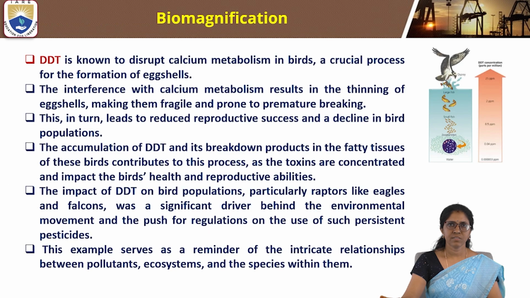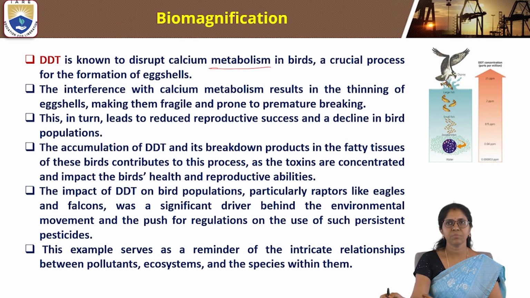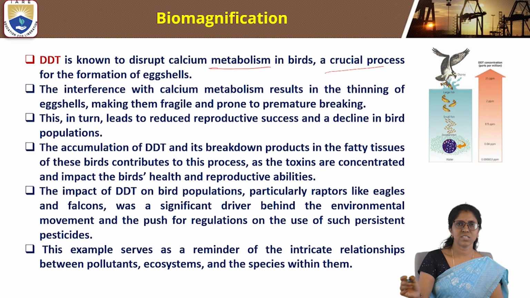DDT, that is dichlorodiphenyltrichloroethane, is known to disrupt calcium metabolism in birds. Calcium is crucial for the formation of eggshells, but DDT disrupts the calcium metabolism in birds.